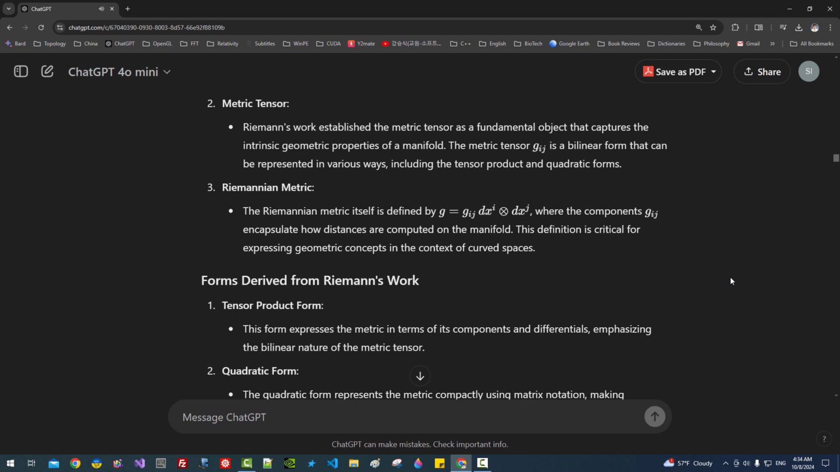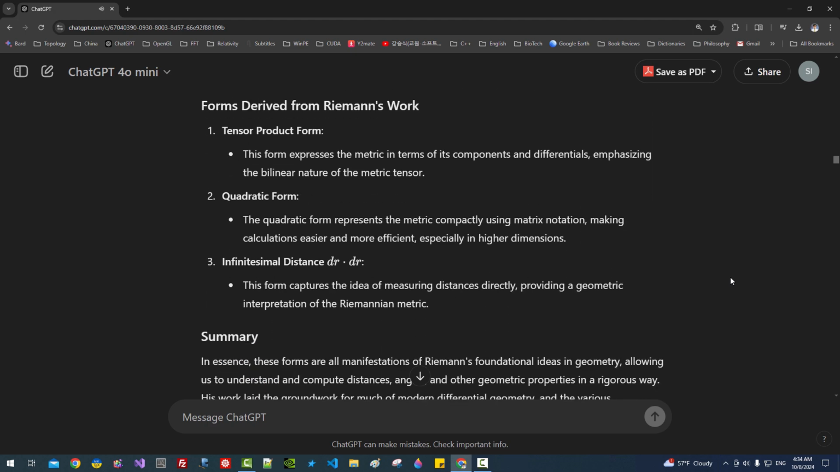This definition is critical for expressing geometric concepts in the context of curved spaces. Forms derived from Riemann's work. 1. Tensor product form. This form expresses the metric in terms of its components and differentials, emphasizing the bilinear nature of the metric tensor. 2. Quadratic form. The quadratic form represents the metric compactly using matrix notation, making calculations easier and more efficient, especially in higher dimensions. 3. Infinitesimal distance, ds. This form captures the idea of measuring distances directly, providing a geometric interpretation of the Riemannian metric.